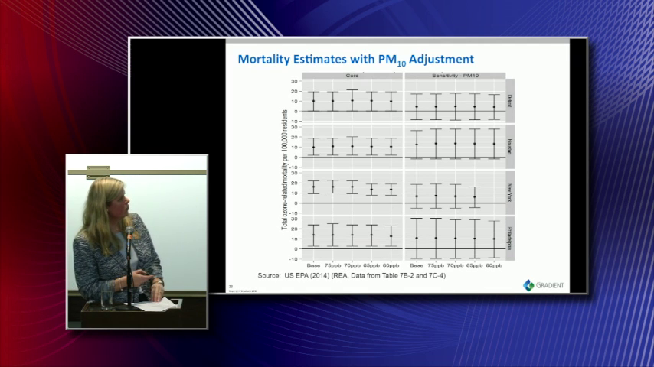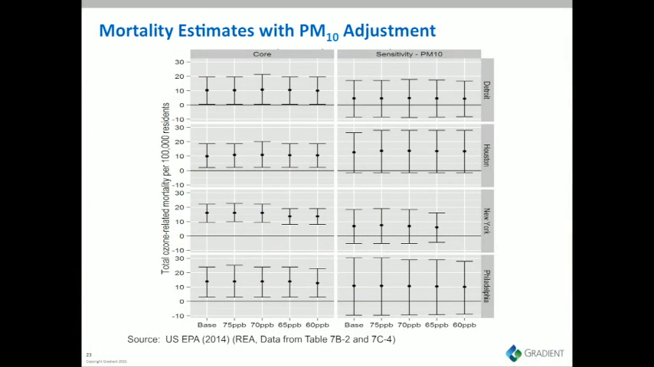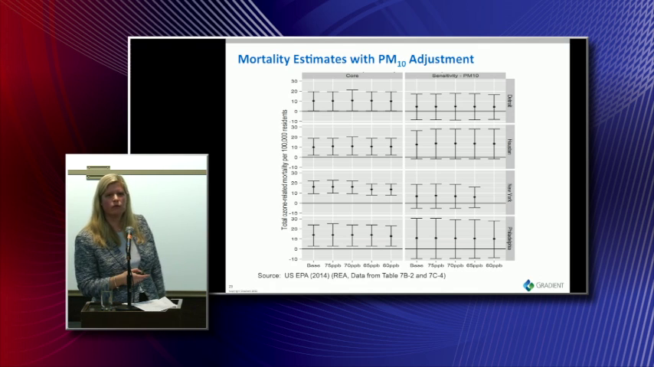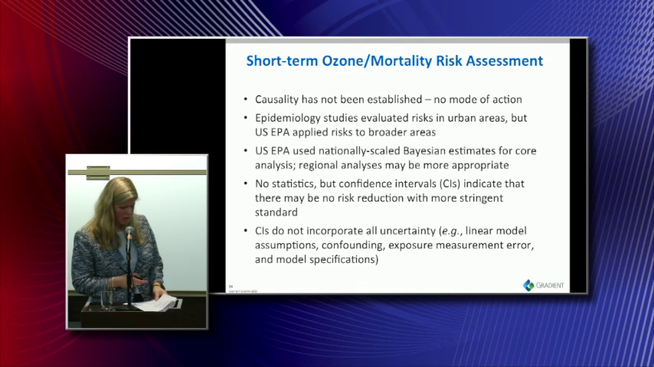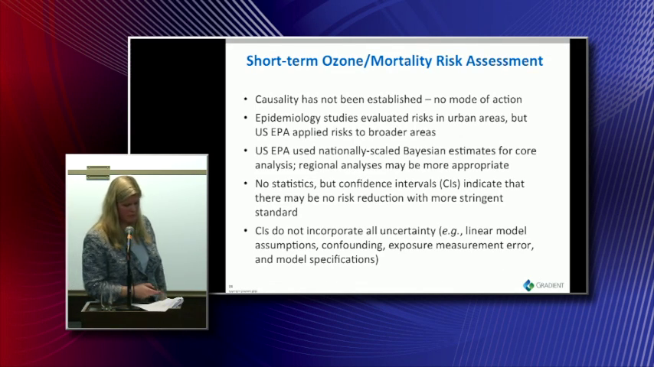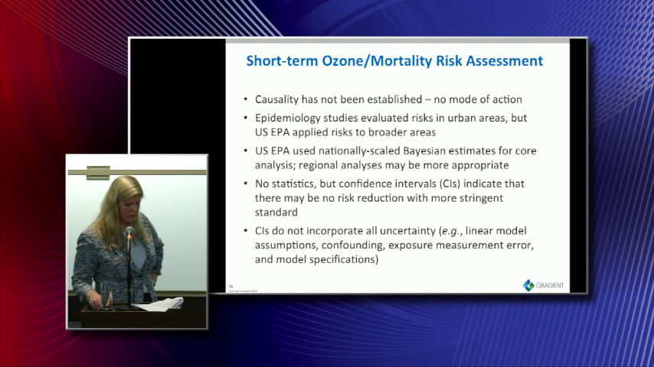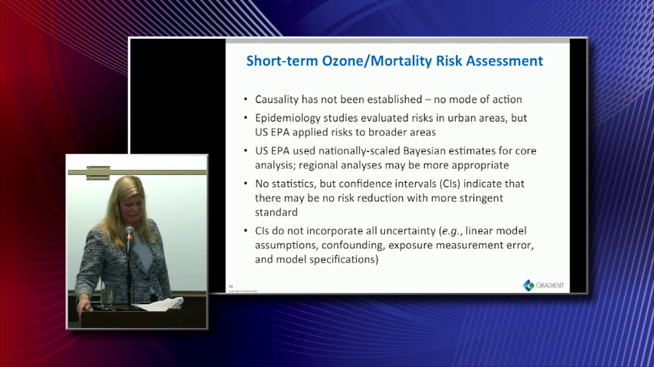And I just wanted to show what things look like when you include PM in the model. Now, these are some cities where you can see that the confidence bounds actually don't straddle the null, a null finding or a no effect finding. But when you put PM in the model, suddenly you don't get a significant mortality result. So just highlighting some of the issues with this risk assessment, and again, I think the administrator was right in not placing a lot of weight on these results, which are not very compelling to begin with.